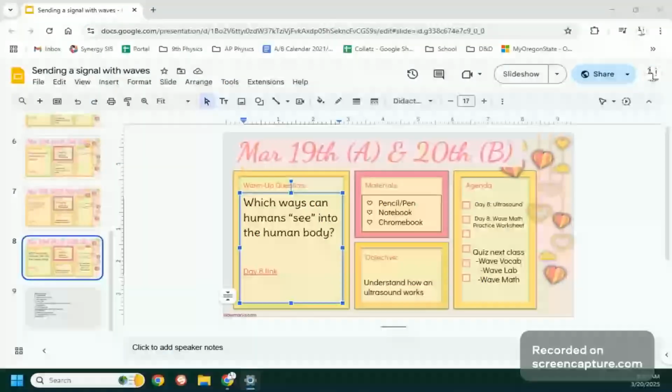So, the first thing that we're going to look at is the warm up question. And the warm up question is, which ways can humans see into the human body? So I want you guys to brainstorm with the people at your table and talk through what ways you can think of where we can see into the human body. So pause the video here.